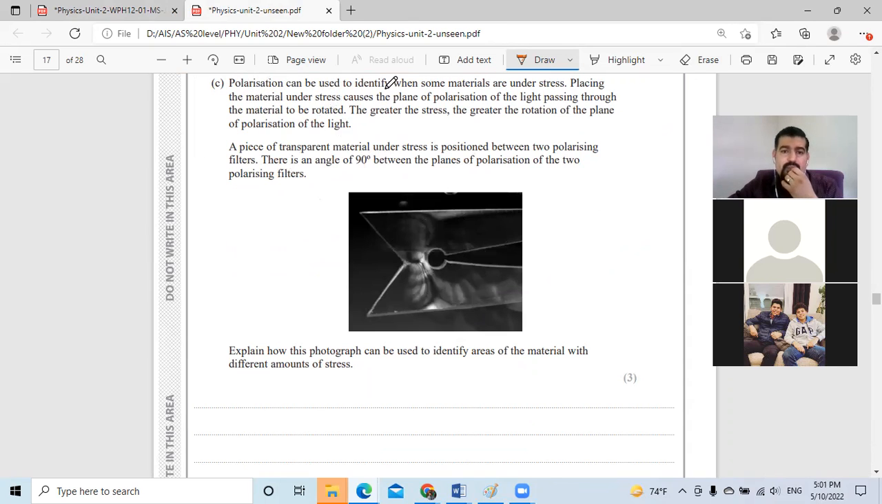The polarization can be used to identify material under stress, if there are weak points to start to break from it or not. Placing the material under stress causes the plane polarized light passing through the material to be rotated. The angle of rotation of the plane polarized light will rotate a little bit. And each color, red, orange, green, blue, indigo, will rotate differently. That's why it looks like rainbow colors. Okay, so actually, if they print this page, these rainbow colors will not be black and white.